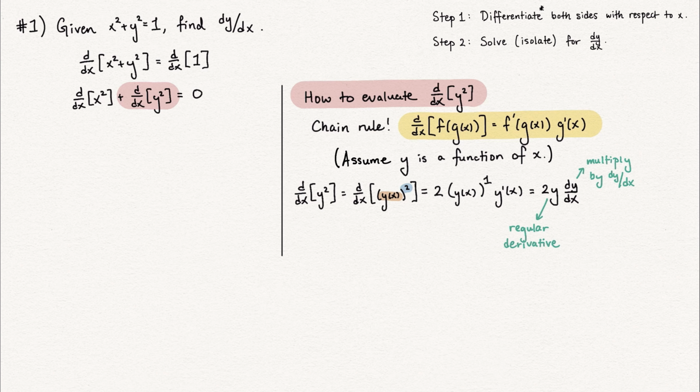Okay, so now let's go back and finish off our problem. We now know how to evaluate both of our derivatives here, right? So we have that the derivative of x squared will be 2x, plus the derivative of y squared with respect to x will be 2y times dy by dx, and then this is equal to 0. And here we are now done with step 1. We're done with differentiating both sides with respect to x. And now let's move on to step 2, which is to isolate for dy by dx. And this part is just basically a bunch of algebra.